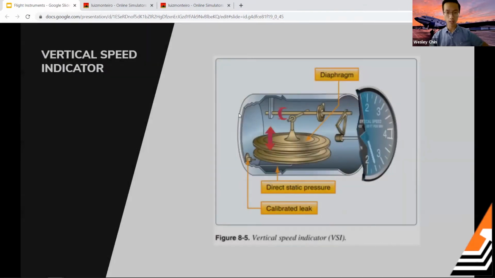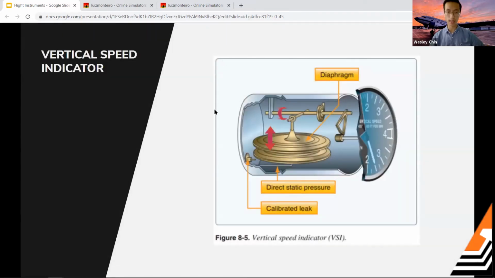So if we take a look at this little image here, also from the PHAK, to understand this. Here's your instrument case for the VSI. This is your diaphragm that's going to expand and contract. You can see there's a static line that goes directly into the diaphragm, so this immediately reacts to static pressure. The instrument case itself is also filled with static pressure. However, there's a calibrated leak.